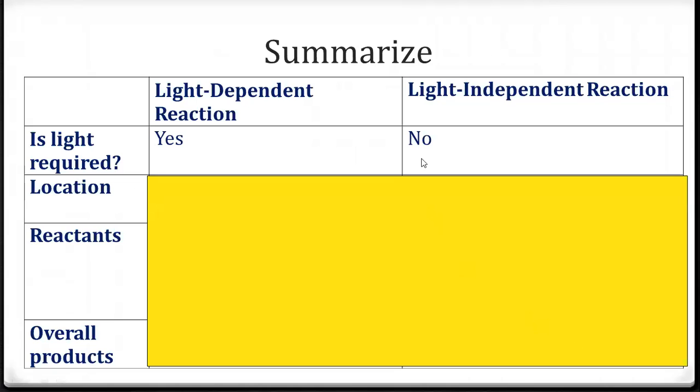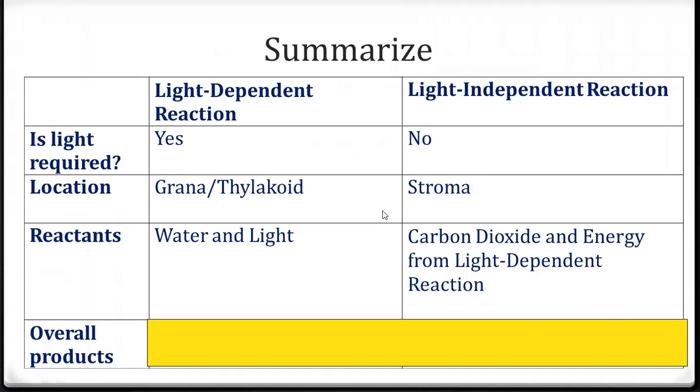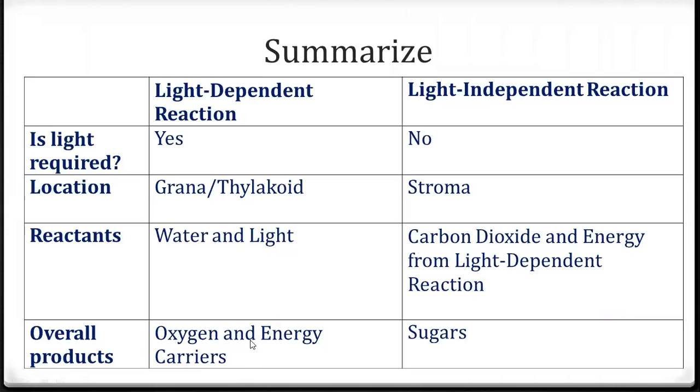Okay, so let's summarize. There's two types of reactions, light dependent and light independent. In a light dependent, they require light, and this one says no. Okay, this occurs in the pancake stacks, grana and thylakoid. This occurs in the stroma. The reactants in this one are water and light, and in this one you have carbon dioxide and the energy from this reaction, so like the ATP and NADPH that was produced. And then you have oxygen and energy being produced in the light side, and then the other side is the sugar side.